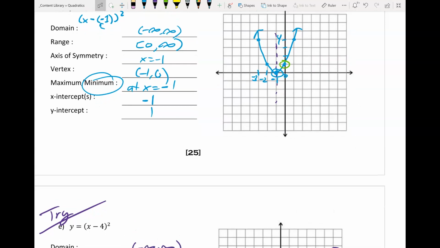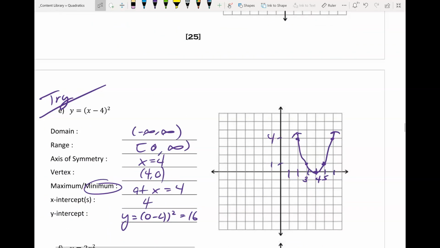So try the next one on your own, and then when you're ready, press play. Okay, so for this next one, we're moving everything to the right by 4. In other words, your vertex is going to be located at 4, 0. So you can take your parent function and move everything to the right by 4. So your vertex is now at 4, 0. You had a point at 1, 1. Now, once you move it to the right, it's at 5, 1, and so on.